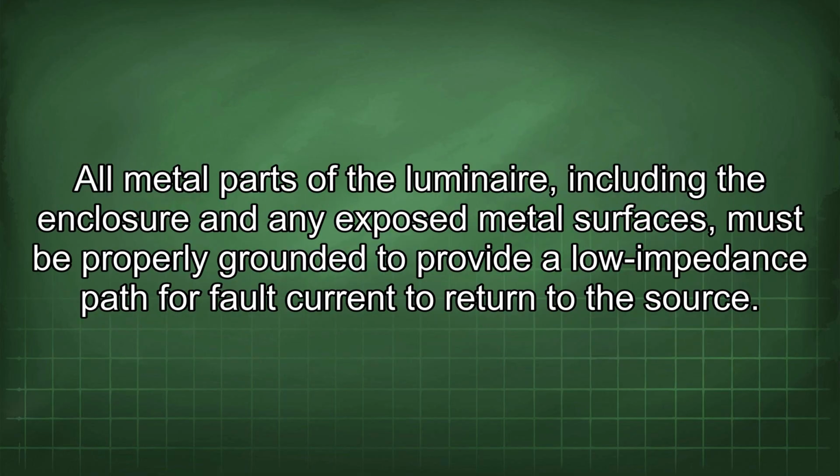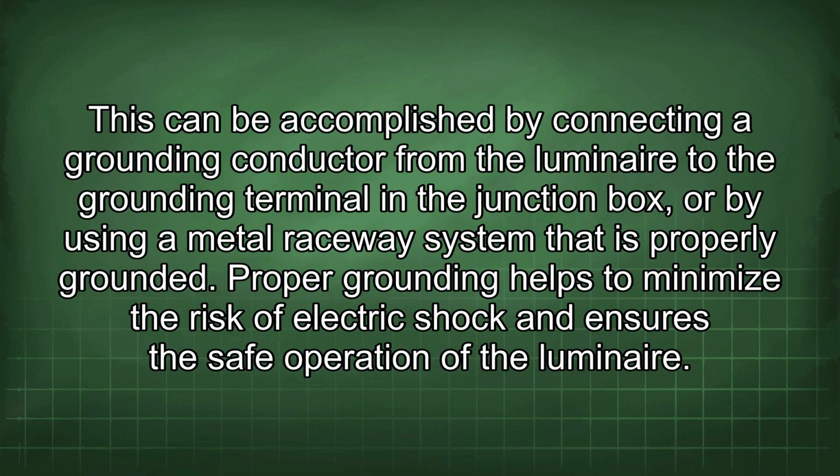Grounding is another crucial aspect of luminaire installation. All metal parts of the luminaire, including the enclosure and any exposed metal surfaces, must be properly grounded to provide a low impedance path for fault current to return to the source. This can be accomplished by connecting a grounding conductor from the luminaire to the grounding terminal in the junction box, or by using a metal raceway system that is properly grounded. Proper grounding helps to minimize the risk of electric shock and ensures the safe operation of the luminaire.